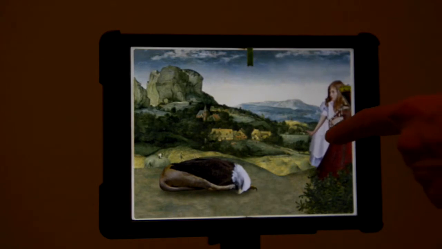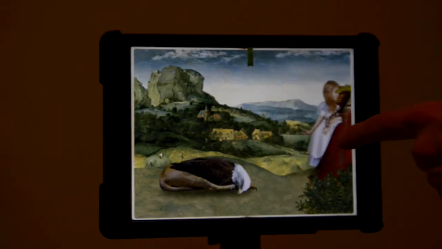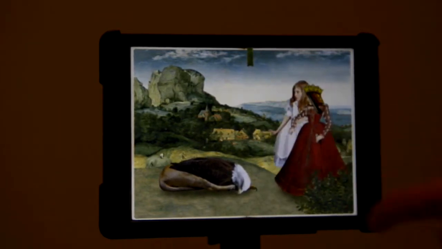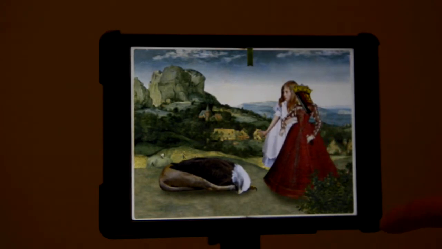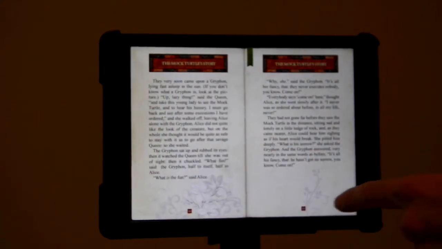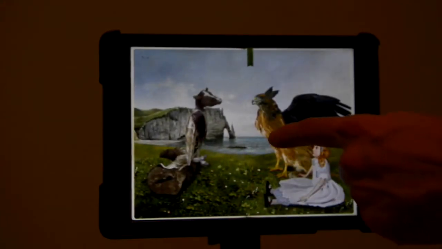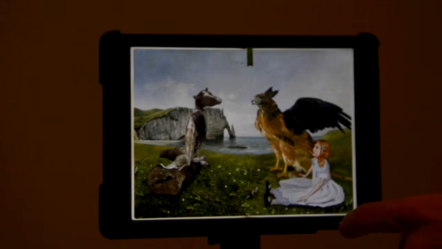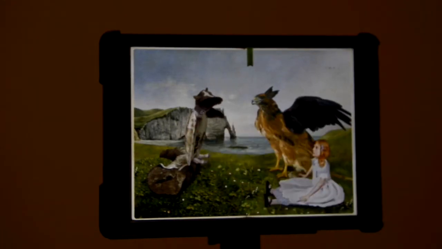The entrance. You can move them. Look, the head is turning. That's it. They went up to Alice, clicking, and he's moving.